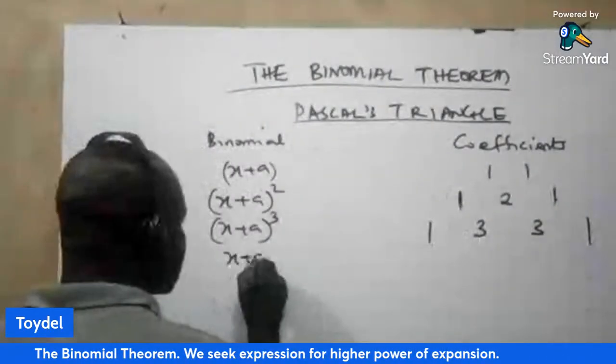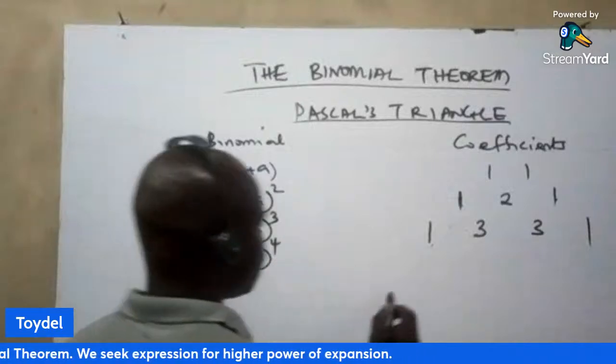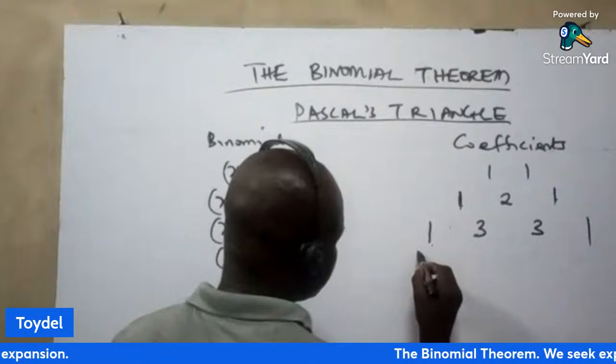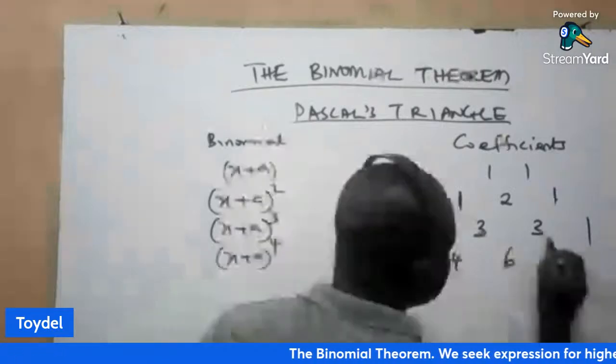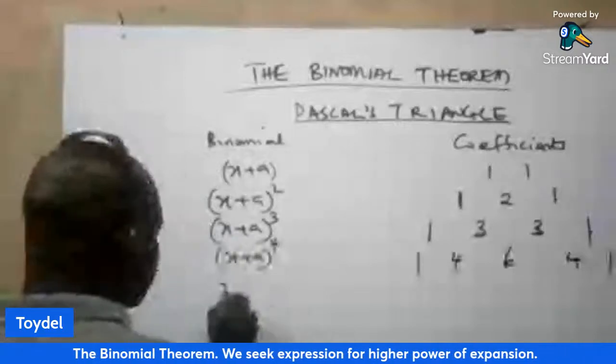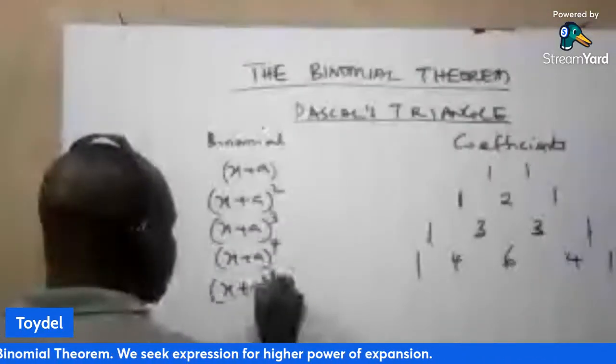If we have (x + a) raised to power 4, of course, this will be 1 plus 3, 4. 3 plus 1, 4. Then you put that 1 naturally. So if you continue in this order, we can also have (x + a) raised to power 5.